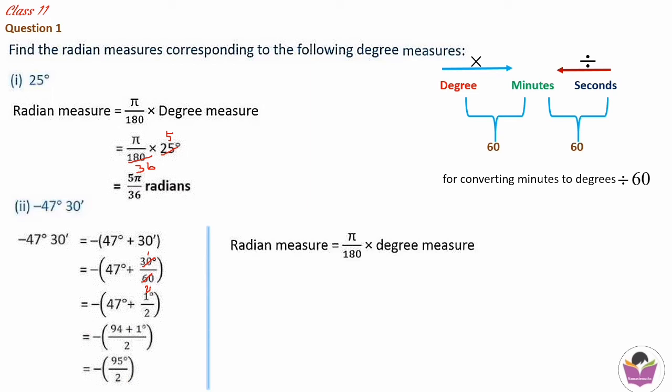So here radian measure is equal to, now this entire term is converted into degrees. Previously one was in degree, another one in minutes, so this minute also we have converted into degrees. Finally we have got minus 47 degree 30 minutes as minus of 95 by 2 degrees. Now we can convert this one entire quantity into radian measure. That means just multiply with pi by 180. That is equal to pi by 180 into minus 95 by 2. That is equal to, here when we check, pi into minus 19 by 72.